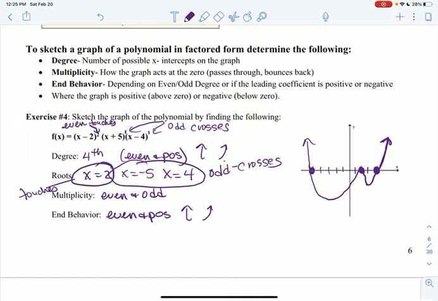All right, so now you've got a lot of things to think about. We've got end behavior to think about. We're going to find the roots. And also now we have the multiplicity, whether it's going through at that point or it's just touching and bouncing. All right, so let's look at another one.